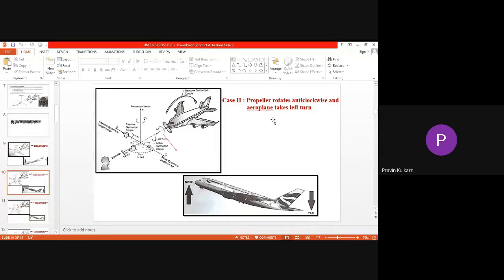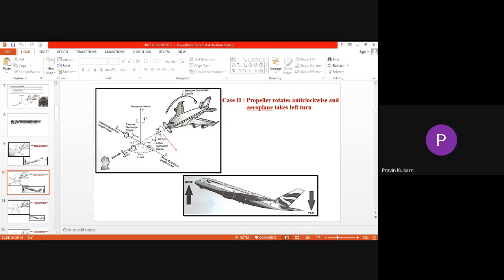Now, the other way. Propeller rotates anti-clockwise and the aeroplane takes a left turn. What you have to do? Again, arrange the fingers accordingly. Left turn means in this fashion. So what will happen is, the active couple will be in this way. The reactive couple will cause tail down, nose up. Tail down, nose up.